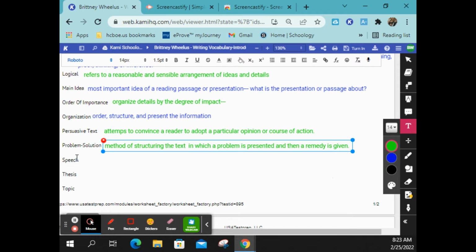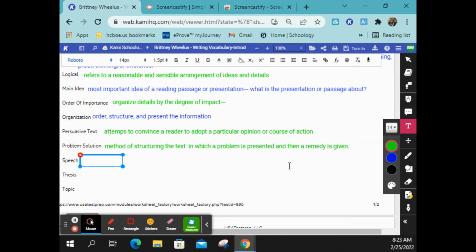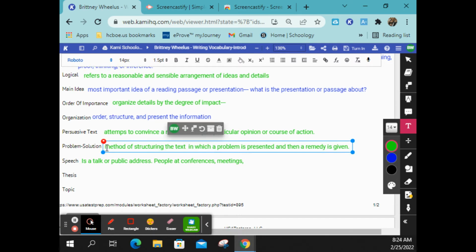All right, a speech. All right, this is a talk or public address. People give speeches at conferences, meetings. You somewhat gave a speech on your Alabama Moon project.